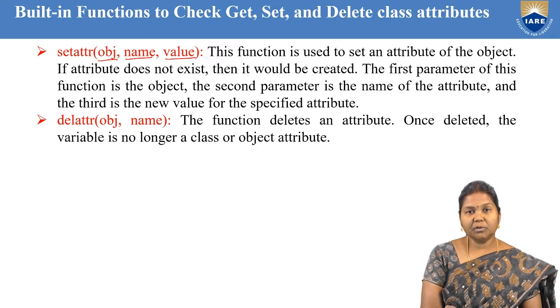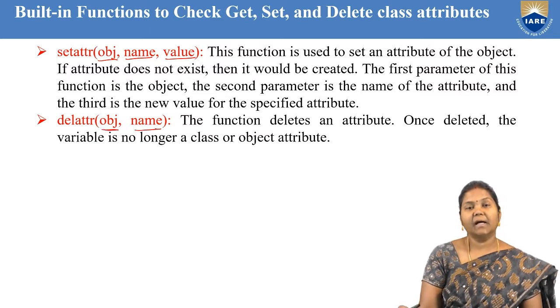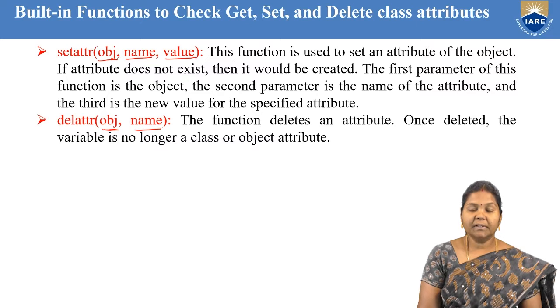Now, coming to the fourth function, called delattr. This delattr takes 2 arguments: the object name and the attribute name. This particular function deletes an attribute. Once deleted, the variable is no longer a class or object attribute. So, let us see how to use these 4 important built-in functions in programming.